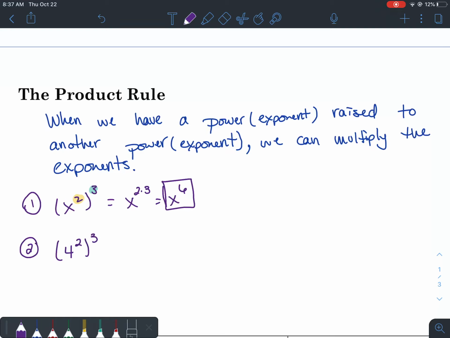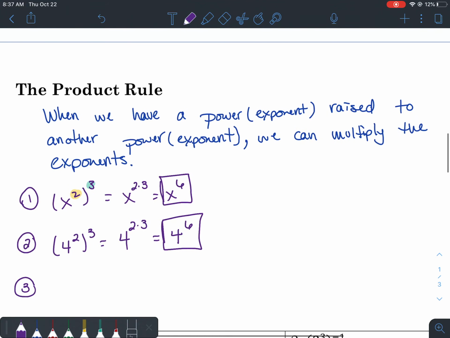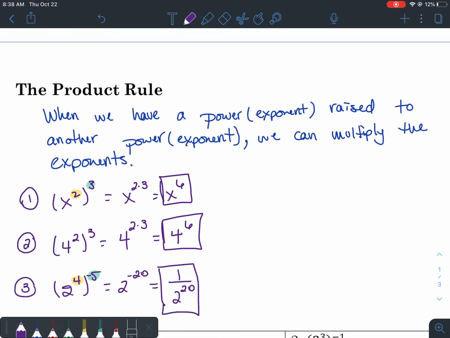Same thing with that 4 squared to the third. It's just a number, so we can write it as 4 to the 2 times 3, which is 4 to the 6th power. And here we got to the 3rd power, so let's try something different. We'll just keep it 2 to the 4th to the negative 5th power, right? So now you have the 4 raised to a negative 5, and that'll give us 2 to the negative 20th, and as you know, we can rewrite this with a positive. Move it and lose the negative, you get 2 to the 20th power.